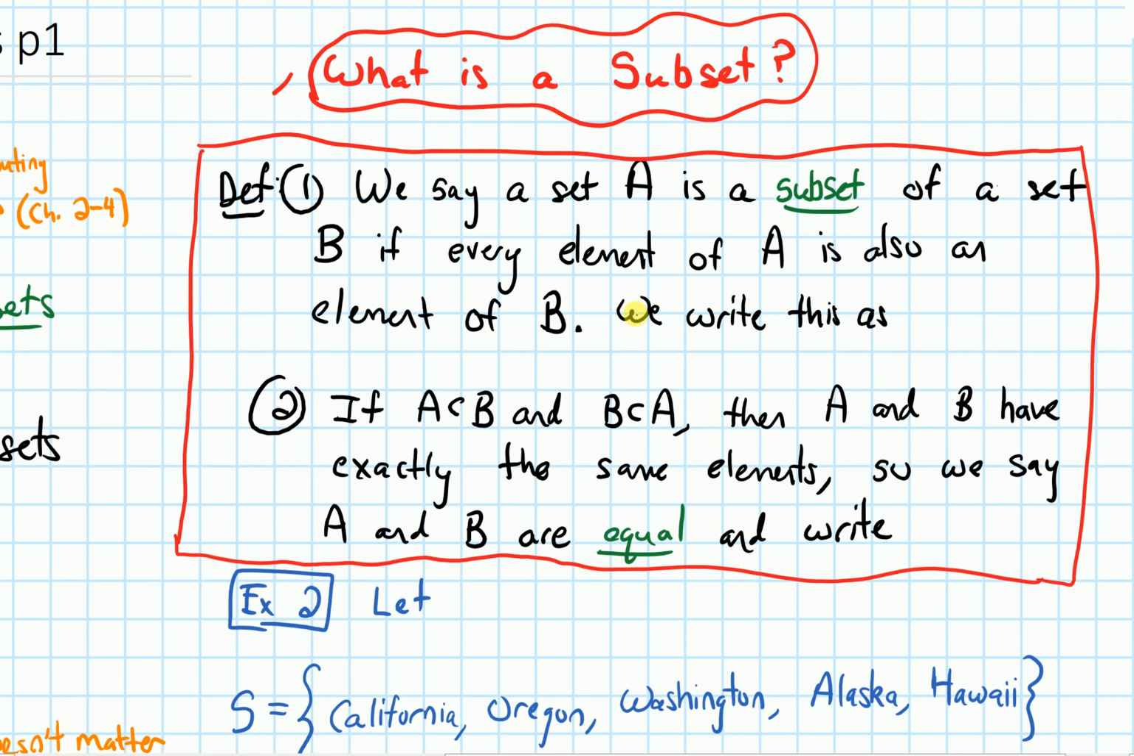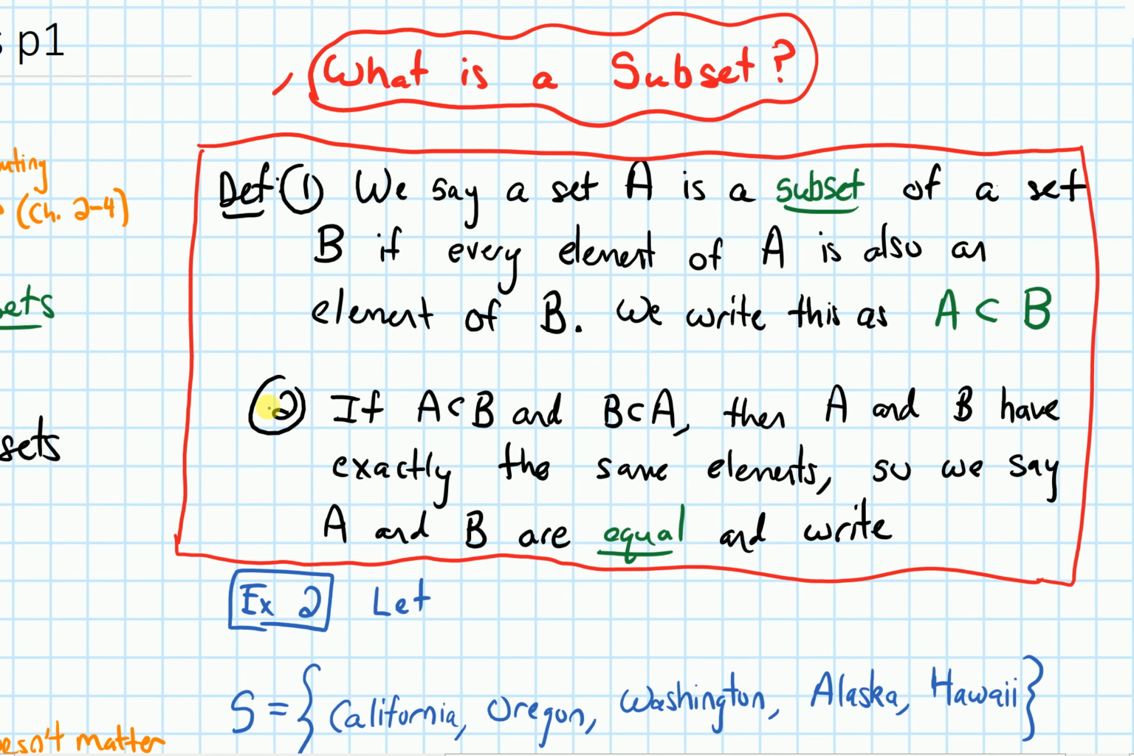And in that situation, the way we write it is we write A, and then I write this sort of sideways U, and that's the symbol for "is a subset," and then B. So that is our notation to say A is a subset of B.